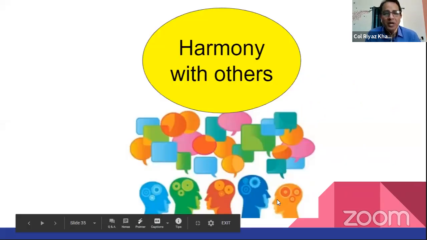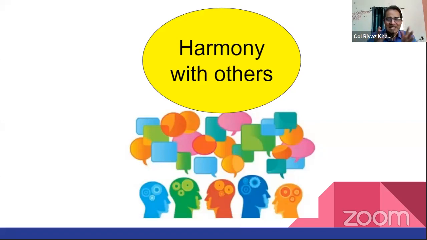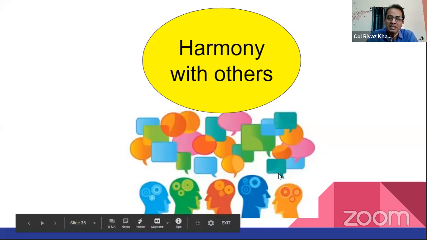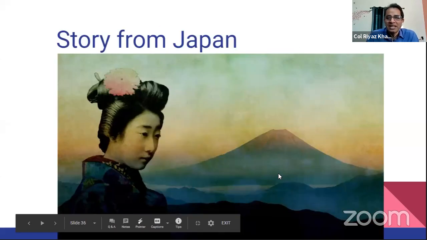Next, the first 2 points which we covered were how to deal with issues within ourselves. Next 3 points we are going to talk about how to create harmony with others. So this is the second issue we have. First issue is how to solve the problems within, and next is how to solve the problems with others. Problems means issues. So let me tell you a story from Japan.